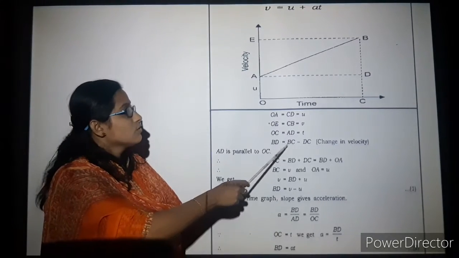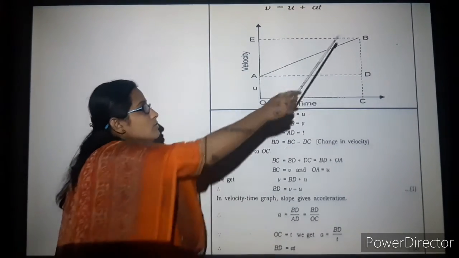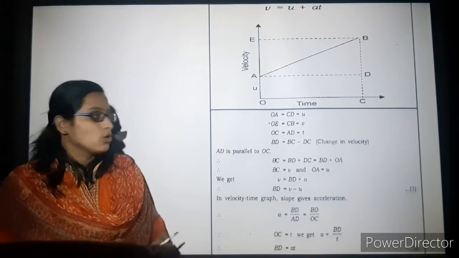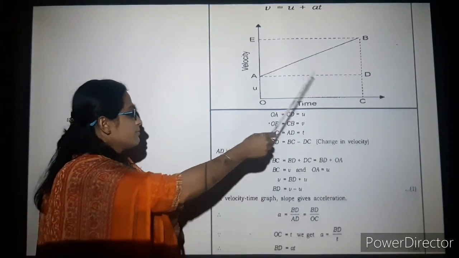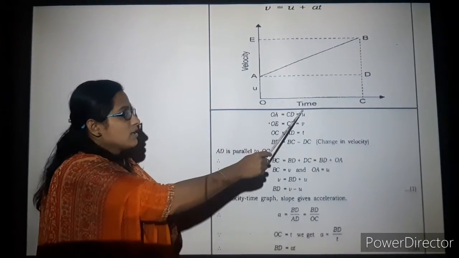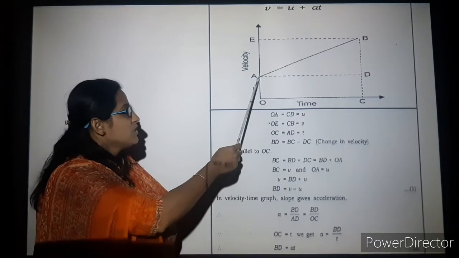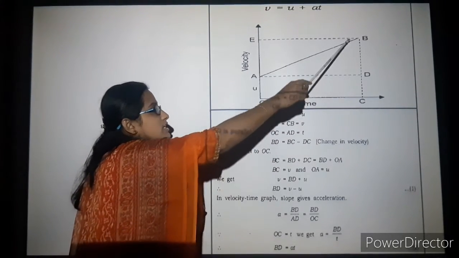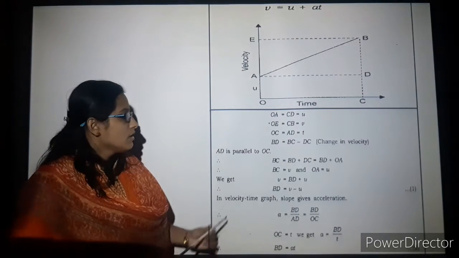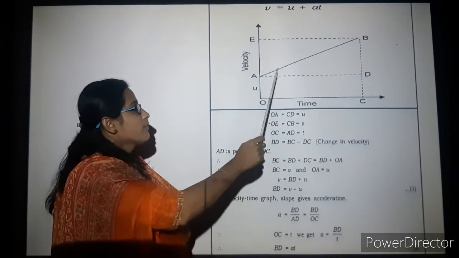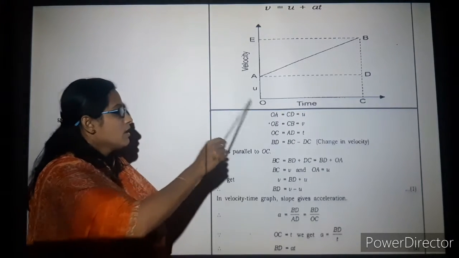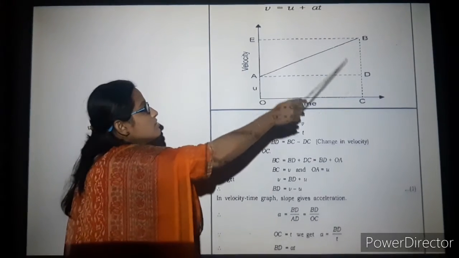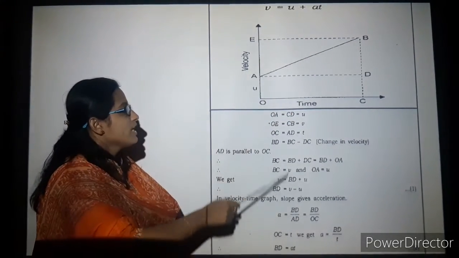So then what is BD? BD is equal to BC minus DC, that is the change in velocity. What is AD? AD is parallel to OC. Where is BC? BC is equal to BD plus DC, yes, BD plus DC gives rise to BC. So it is BD plus OA, and BC is equal to velocity v and OA is equal to u.